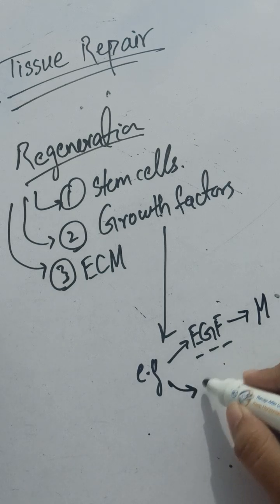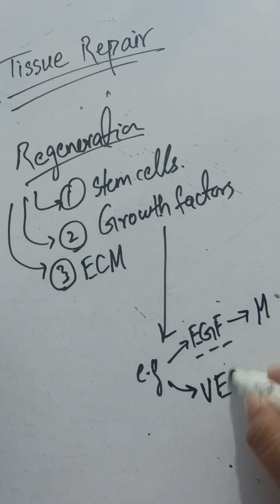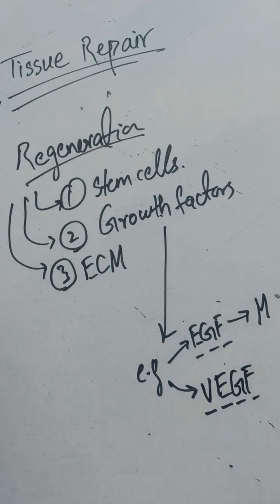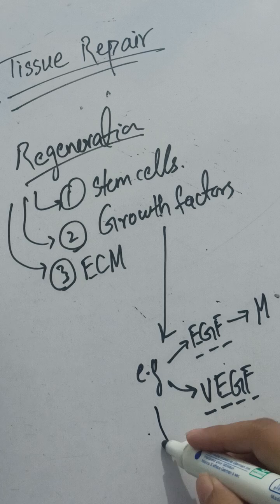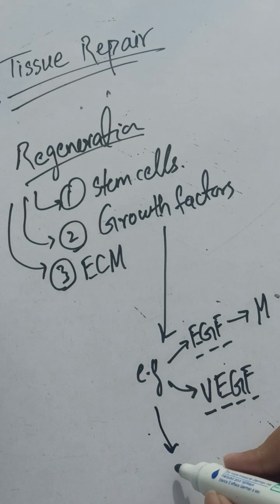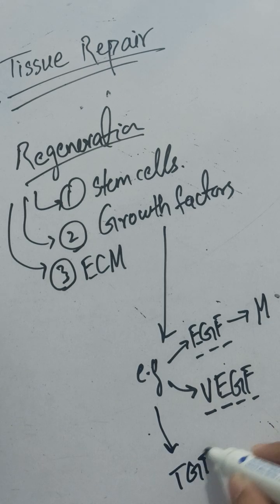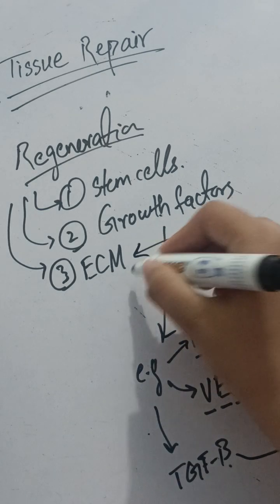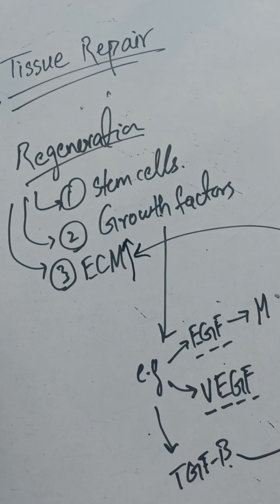Second type of growth factor is VEGF. It is the vascular endothelial growth factor. So it promotes the endothelial cells that are present within your vessels to grow. Okay, so it is causing the growth of your vessels. Next example of growth factor is TGF beta. So this encourages ECM synthesis. ECM means extracellular matrix, so it is indirectly promoting the ECM to grow more.